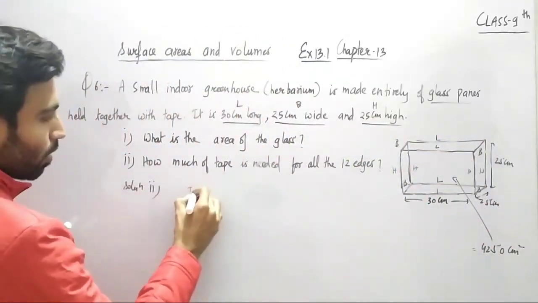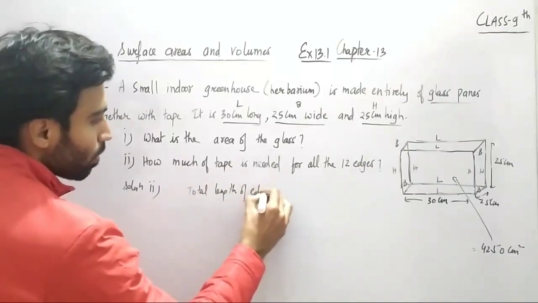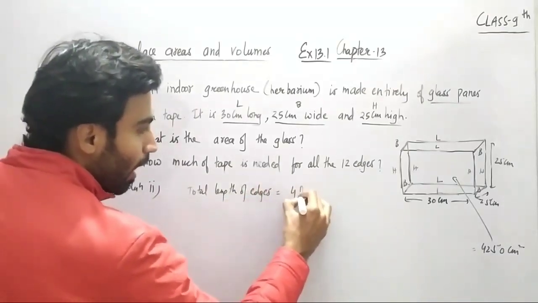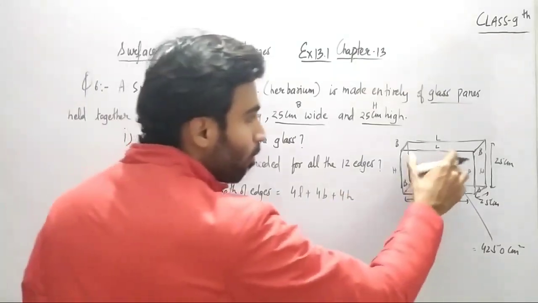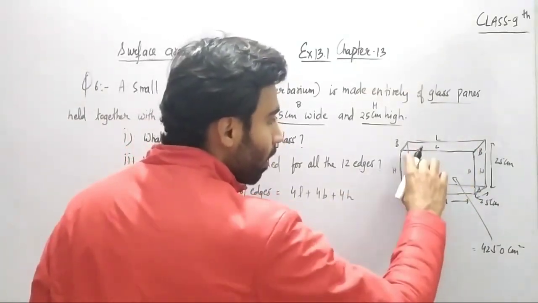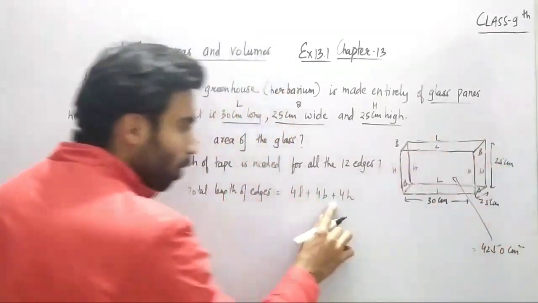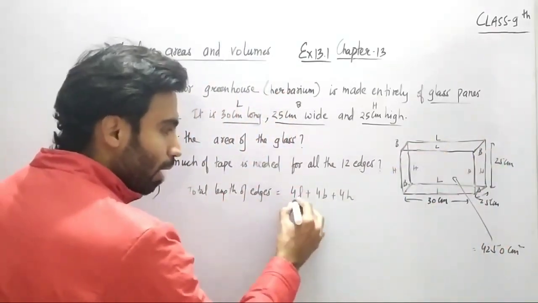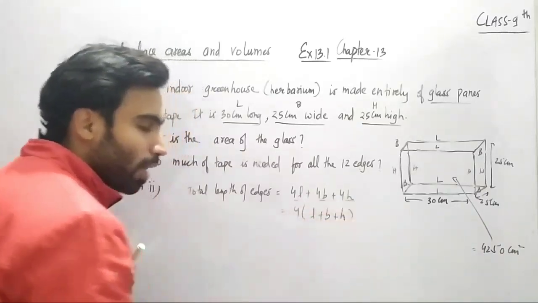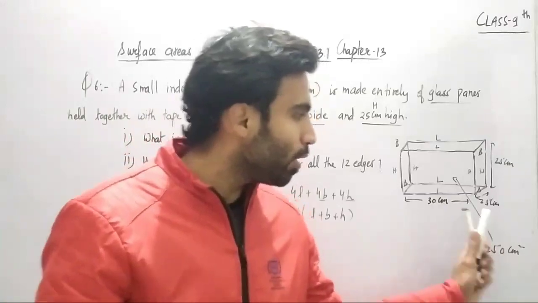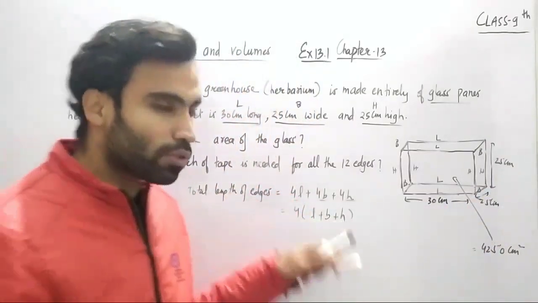So you can see the total length of edges is 4L plus 4B plus 4H. आपको मैंने बताया यहाँ पे 4 times length आ रही है, then 4 times breadth आ रही है, और 4 times height आ रही है, right? So 4L plus 4B plus 4H. अब तीनों में आपके पास क्या कॉमन है? 4. So in the bracket that will be L plus B plus H, right? Now simply you have to substitute the values of length, breadth and height into this formula, right?